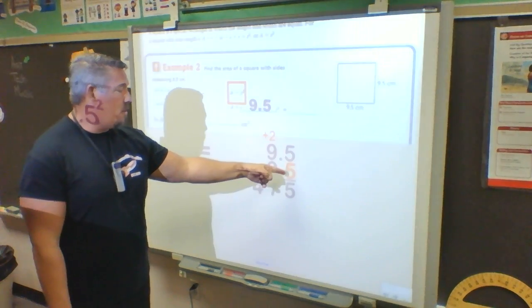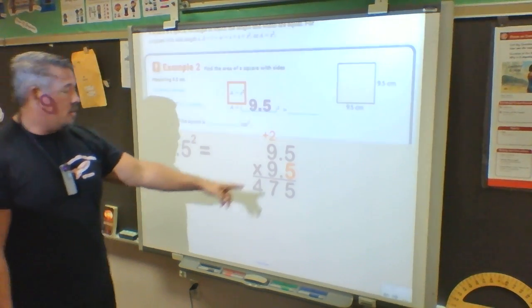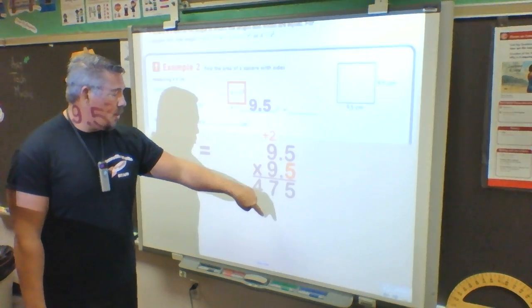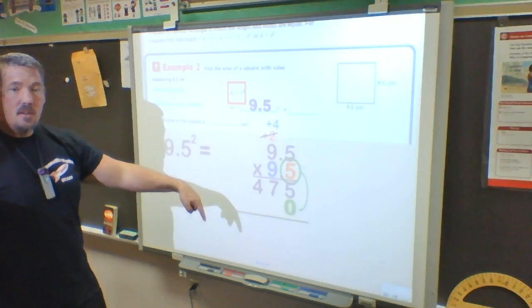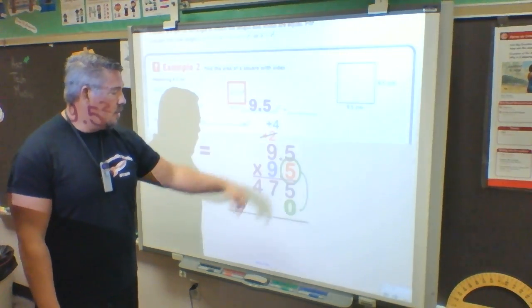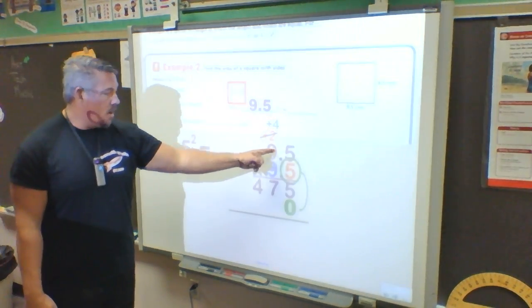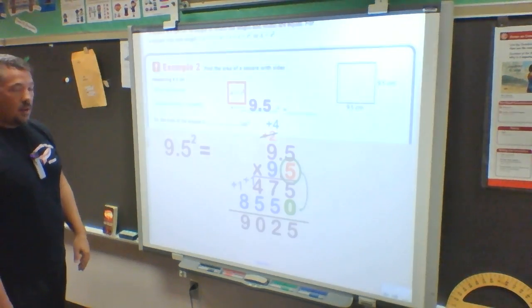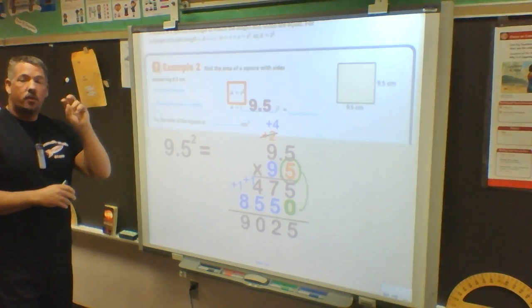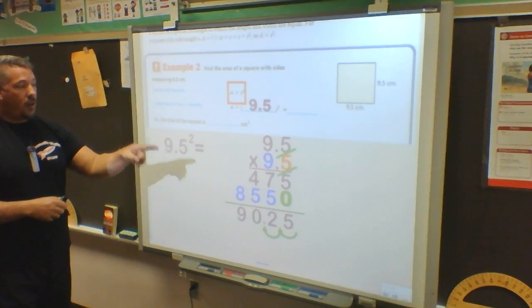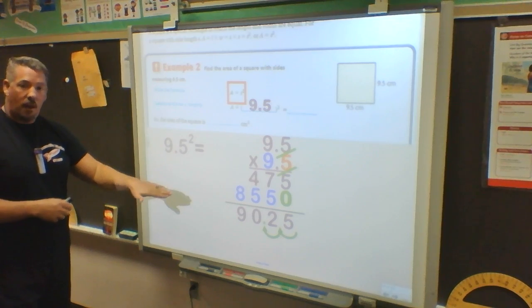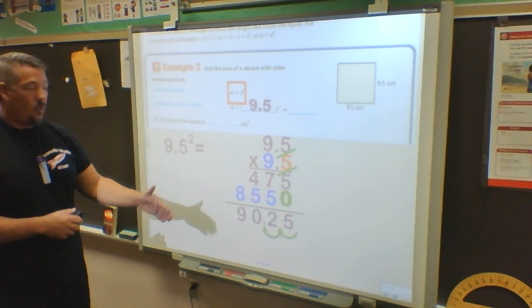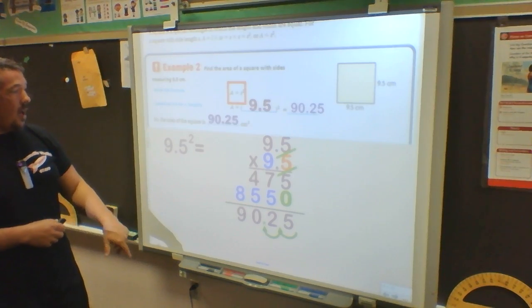Once again, starting at my bottom right and multiplying, I get my 475. And then my second number tells me to bring down a 0. Once I've brought down that 0, I multiply with my second number of 9. 9 times the 95 is going to give me 855. Adding those together, I get 9025 with 2 decimal spaces. So I count my decimal spaces and move it over from right to left 2 times. So I end up with 90.25 or 90 and 25 hundredths as my answer.